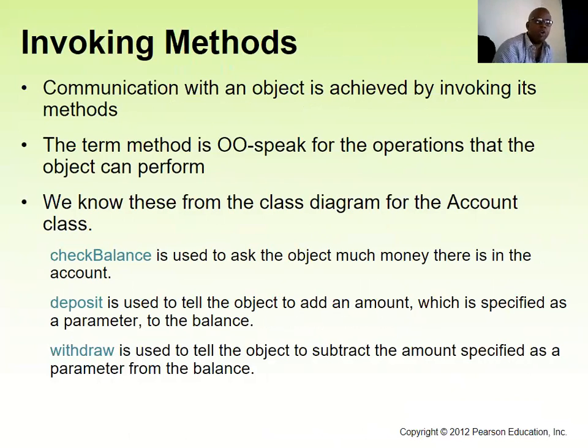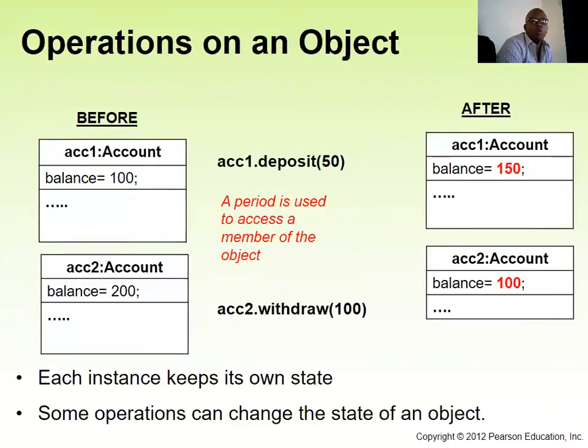Now, in regular terms, we can say check balance is used to ask how much money there is in the account. Deposit is used to update the amount, or to add an amount. Withdraw is used to take away an amount from the balance. Now, how would those really work? If we were to say account one deposit, and I pass in $50, then we expect that the balance is supposed to be updated in account one. But that has nothing to do with account two because it's a different instance.